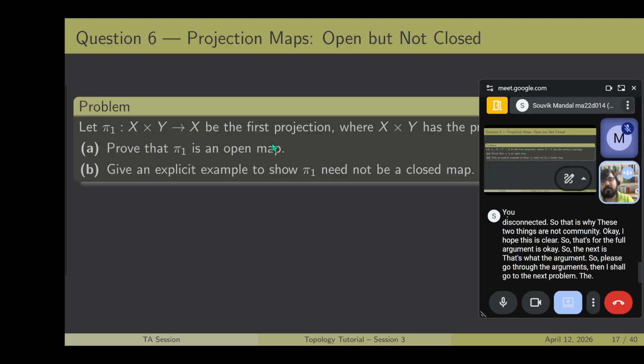Consider π1 on X cross Y, the first coordinate projection. We need to show that π1 is an open map, and we need to show an example to show that π1 is not a closed map. That's what the argument is.